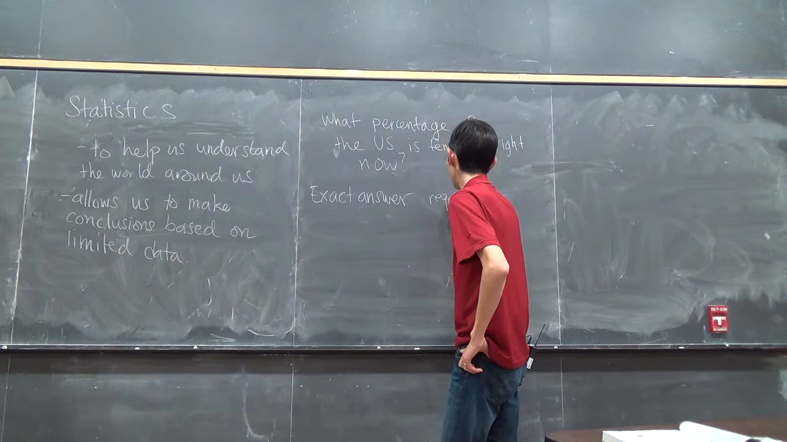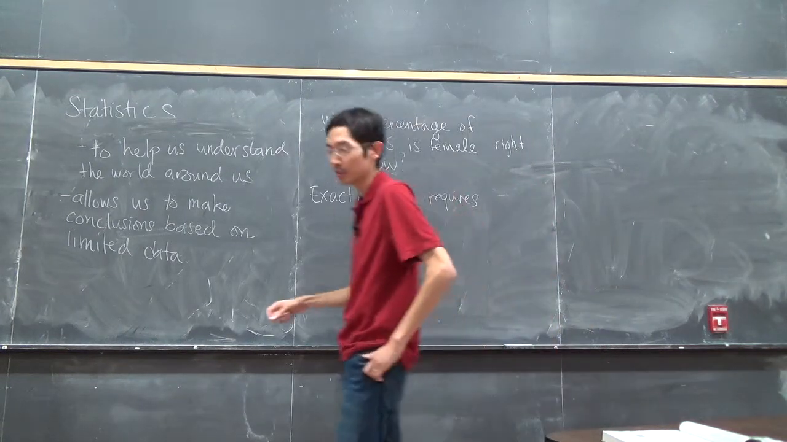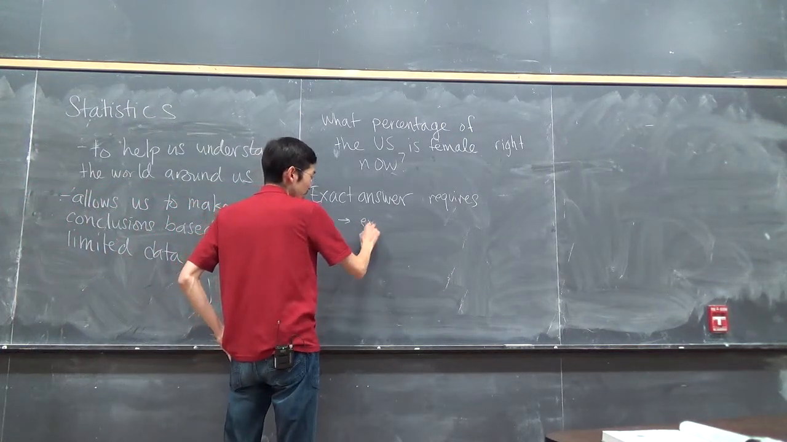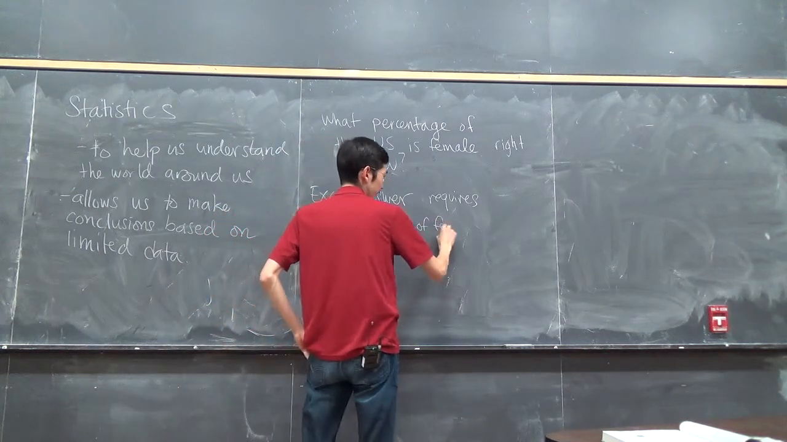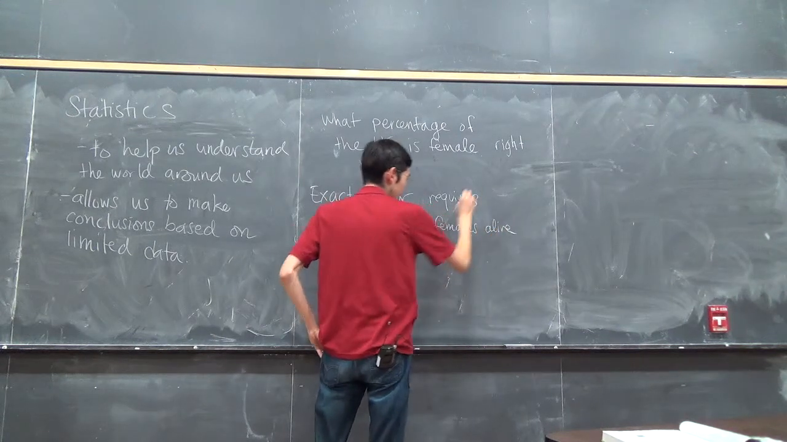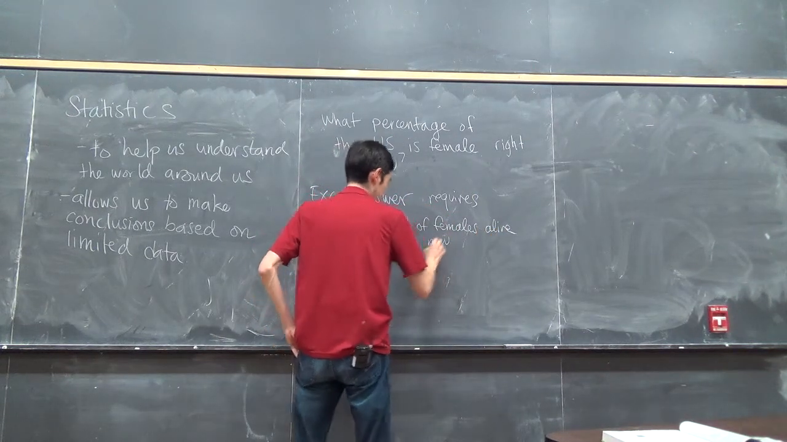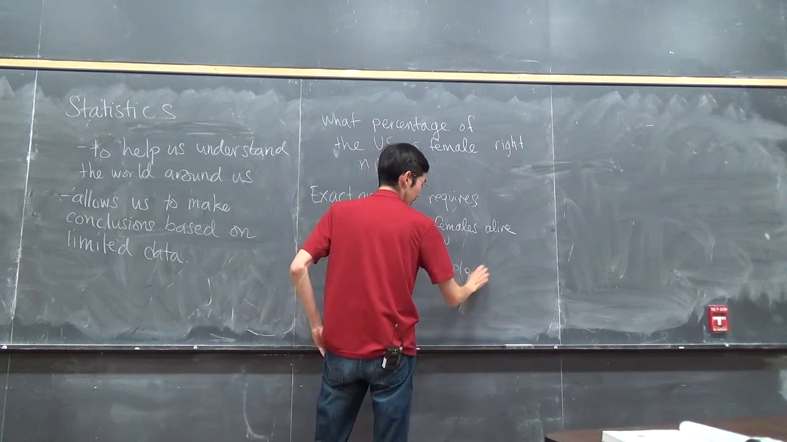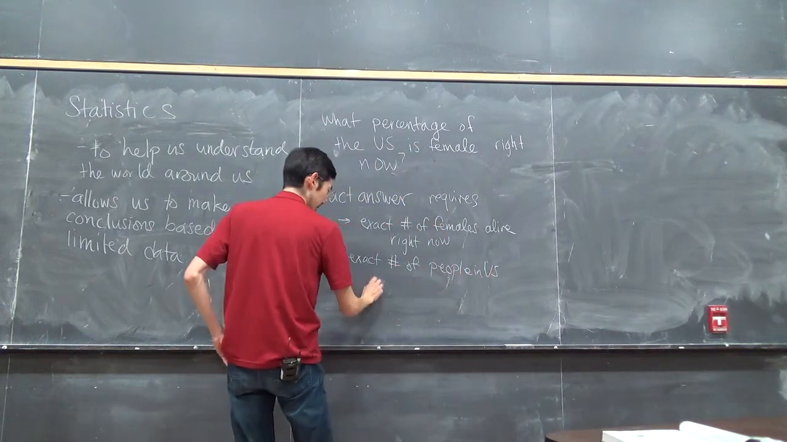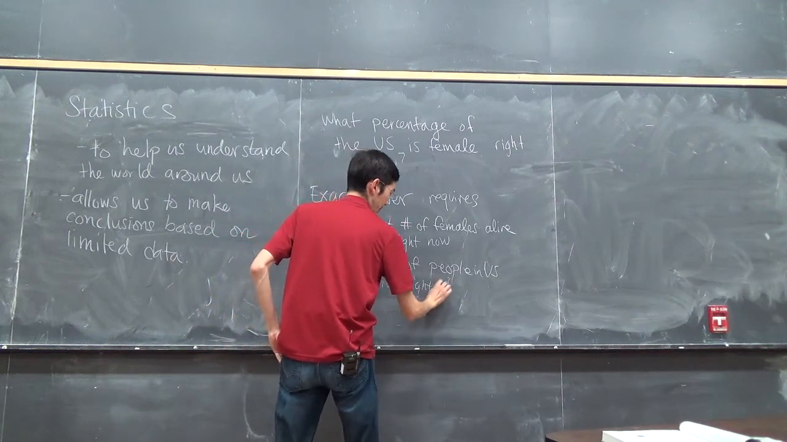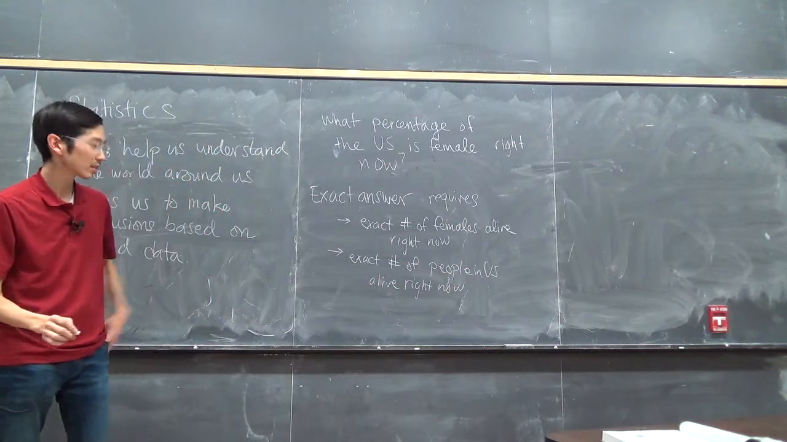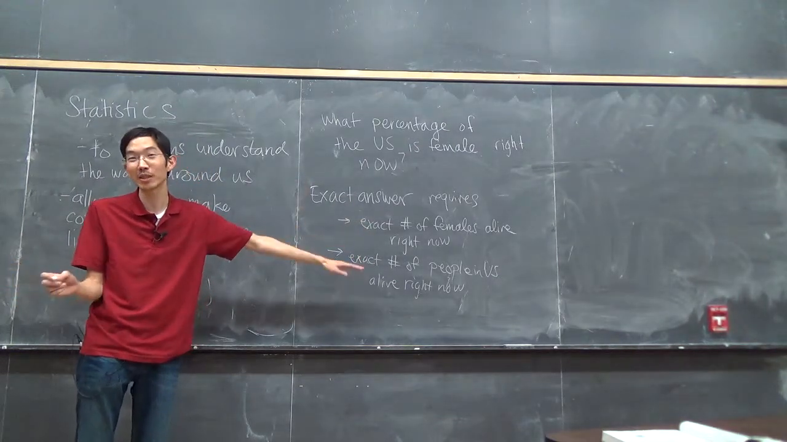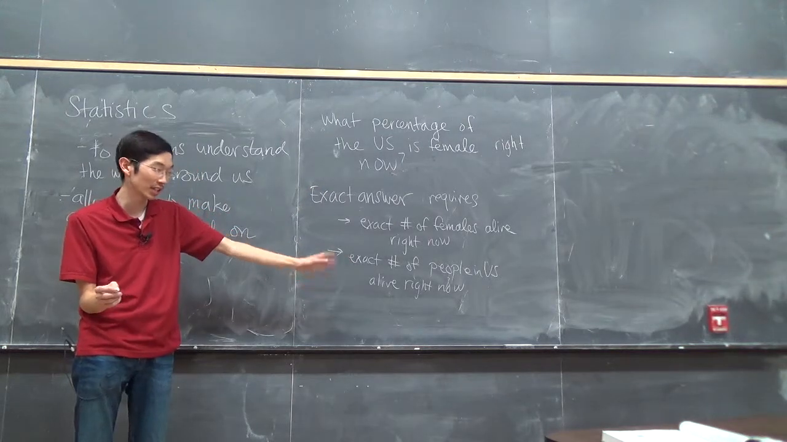Yeah, to get the exact answer, the exact answer requires 2 bits of information which are, for all intents and purposes, impossible for us to obtain, okay? The exact answer requires the exact number of females alive right now, and the exact number of people in the US alive right now. Okay. So this is going to be 301,658,000, something, it's going to be a big number, and we would need to know the exact number of people in the US alive right now.